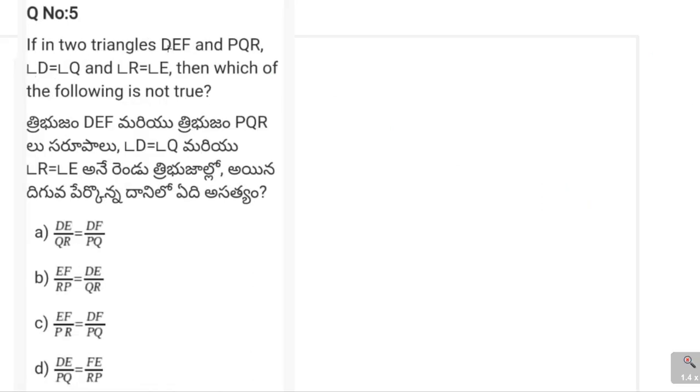If in two triangles DEF and PQR, angle D is equal to angle Q and angle R is equal to angle E, then which of the following is not true? Be sure: not true. Here in the options, we are given the ratios of side lengths. So let us find out the ratios of side lengths in the two triangles. So the two triangles are, one is DEF and the other one is PQR. Let us take one triangle as this one, DEF, suppose. Now let us draw another triangle.